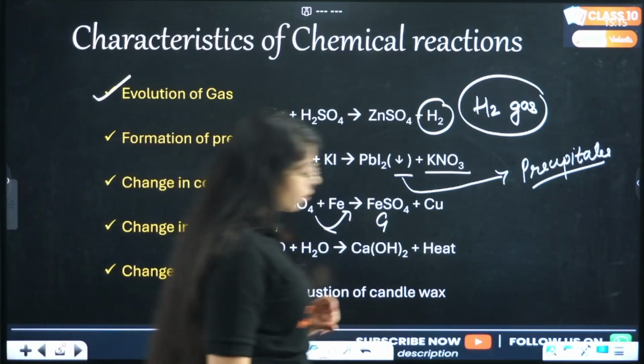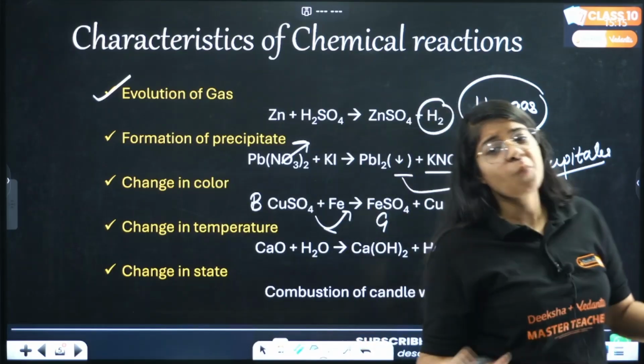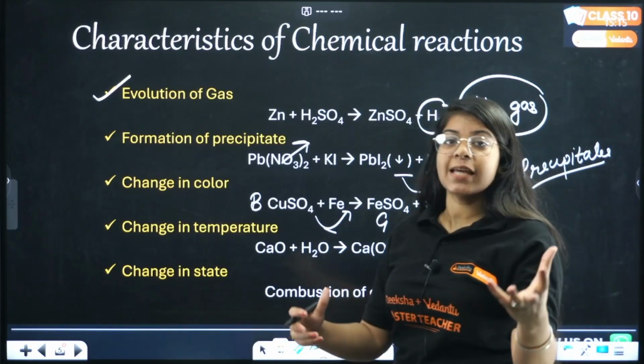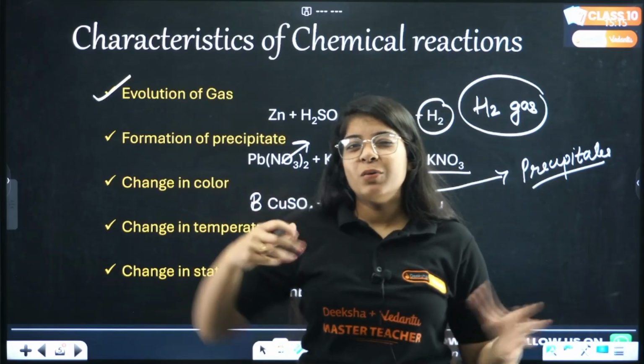Change in temperature. CaO, calcium oxide, when you put it with water, like calcium oxide is the same that we paint our walls with, we call it chuna.